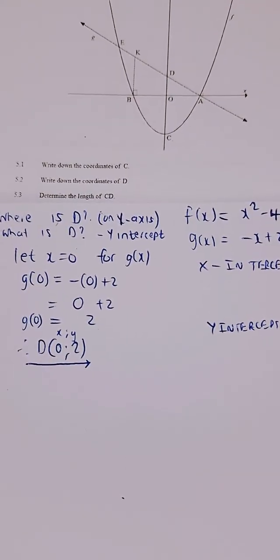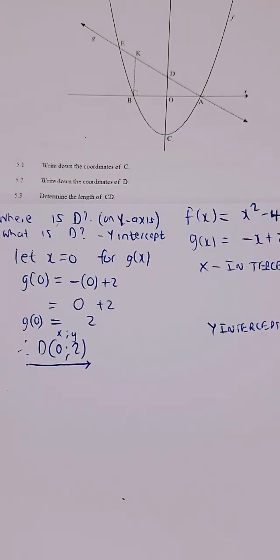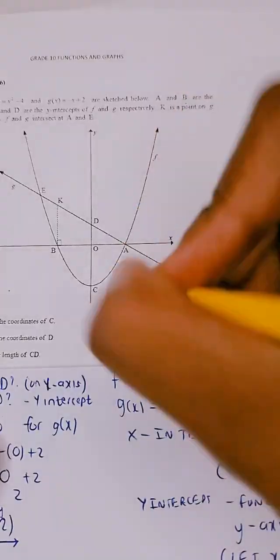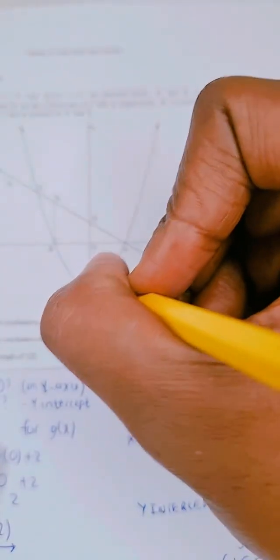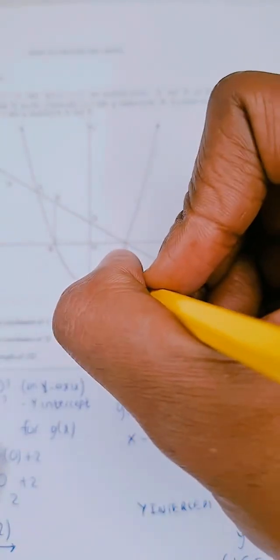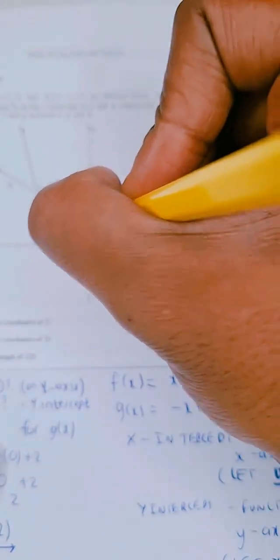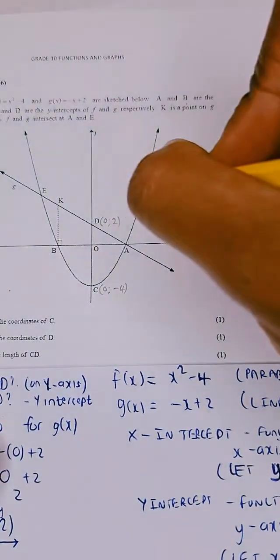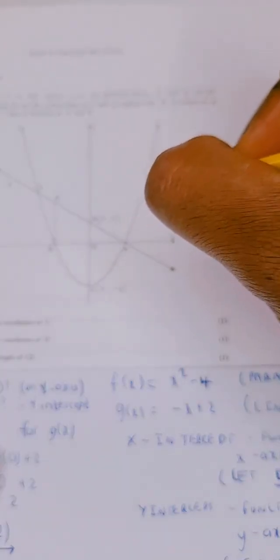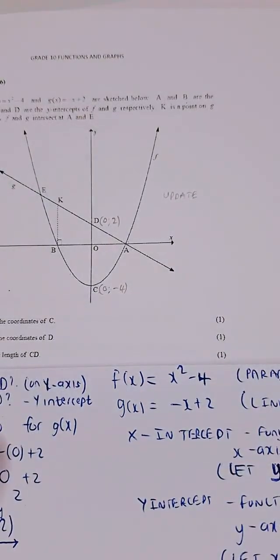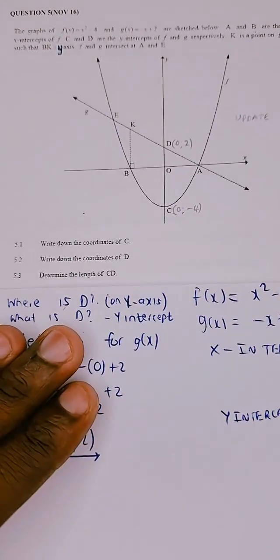And what you do, guys, is with your pencil on your sketch, whenever you get something, you go ahead and write down what you got. This was 0 and negative 4. That was 0 and 2. So you update your diagram. Have a nice pencil there so that you can update your diagram and update the information that you get. We move on to the next question.